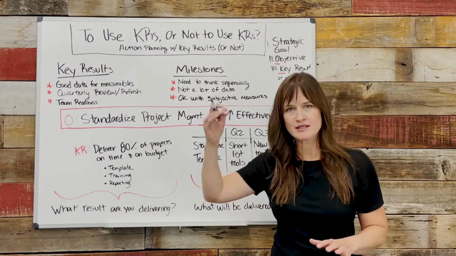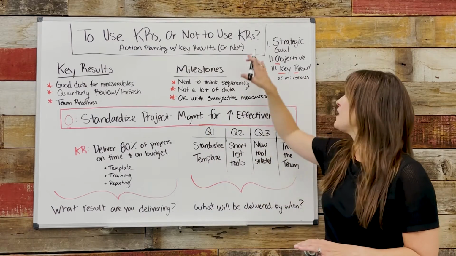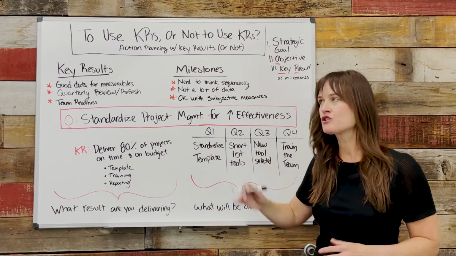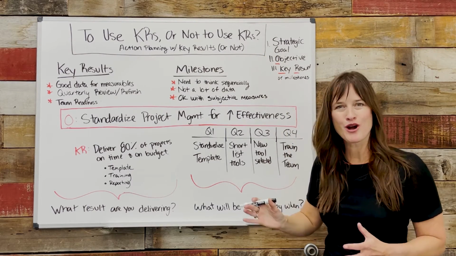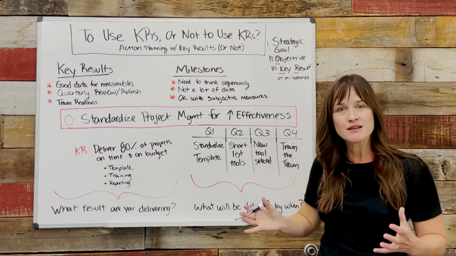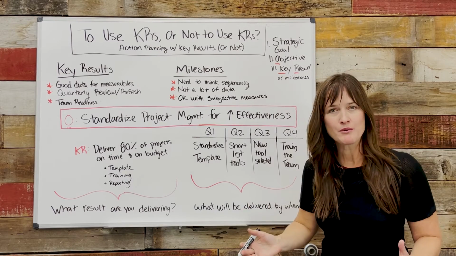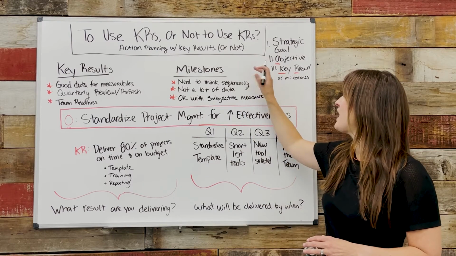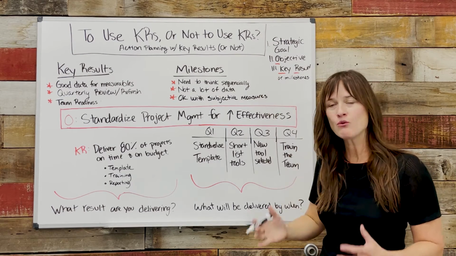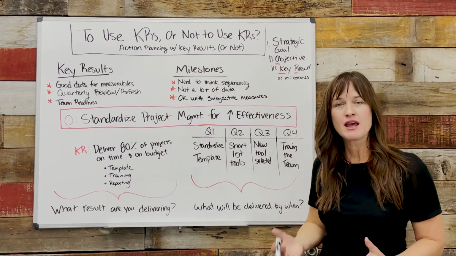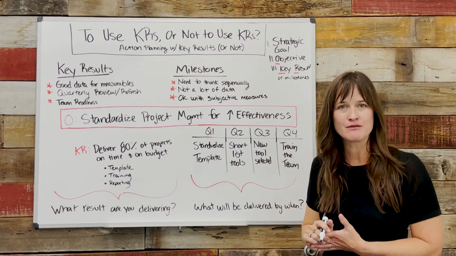Before we go too far though, let's break it down. Where are we in our good planning structure? We have strategic goals. They tell us where we're going. We have objectives, which tell us what we want to accomplish for the year. They're SMART. And we have our key results or milestones, which tell us how we're going to accomplish our objectives at the department or team level.